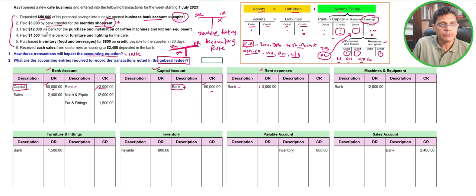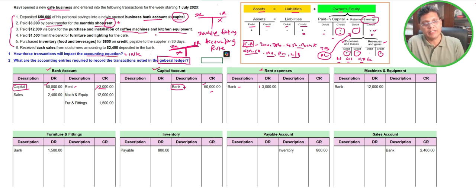Third one, paid 12,000 via bank for the purchases and installation of coffee machines and kitchen equipments. Now here the owner has bought coffee machines and kitchen equipment. So what is the nature of the business? It's a cafe business. In order to run a cafe business, you need to sell coffees and other food items. For that you need kitchen items. So these are non-current assets. The purpose of purchasing these machines is not to resell, just to keep them in the business to produce these items. So the intention is to keep this machine for a longer period of time, for more than 1 year. So these are non-current assets.